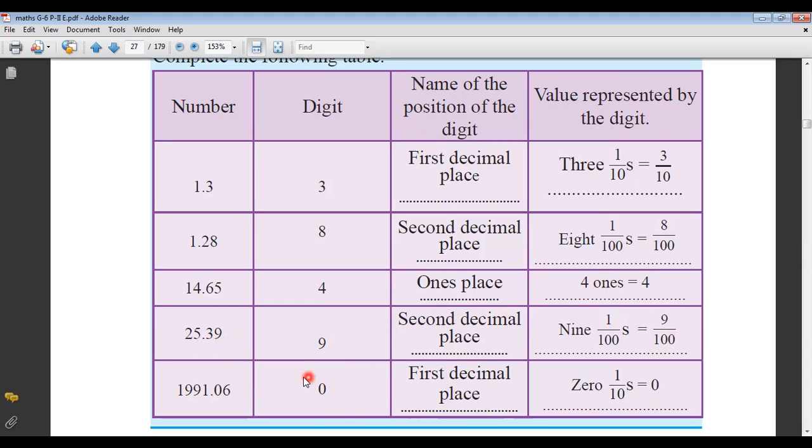Now they have given 1991.06. Now they have given the 0. Where is the 0? It's on the first decimal place. What is the value of the 0? The 0 is on the tenths place, so 0 out of 10. That means 0.